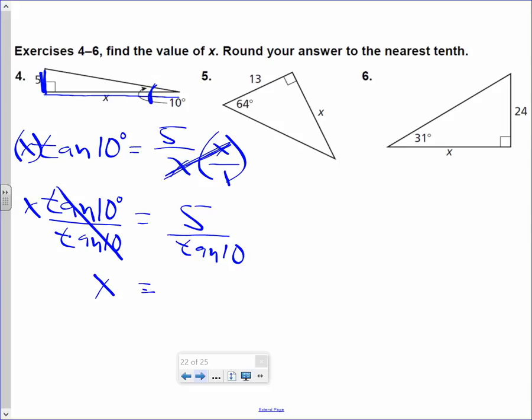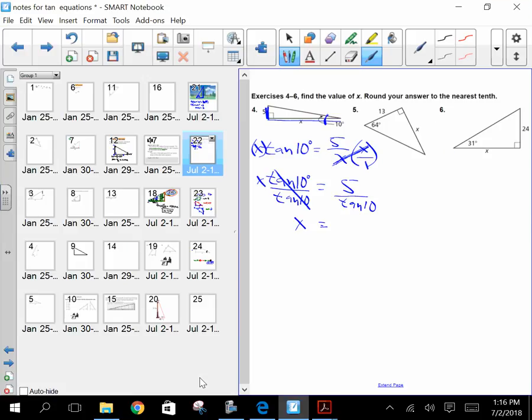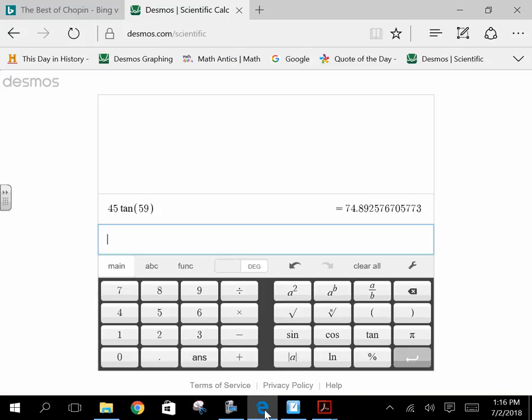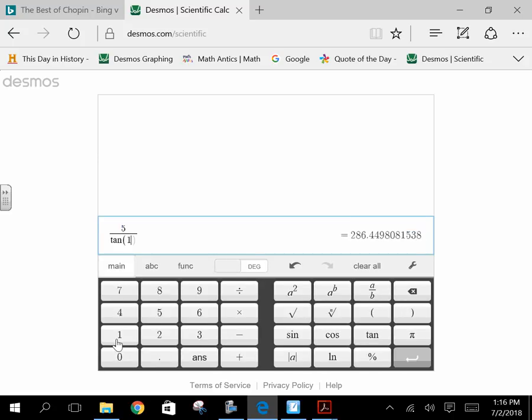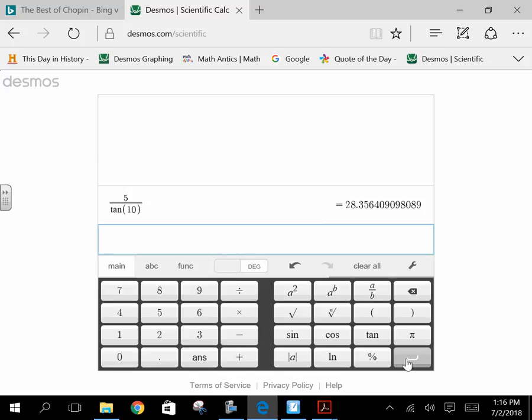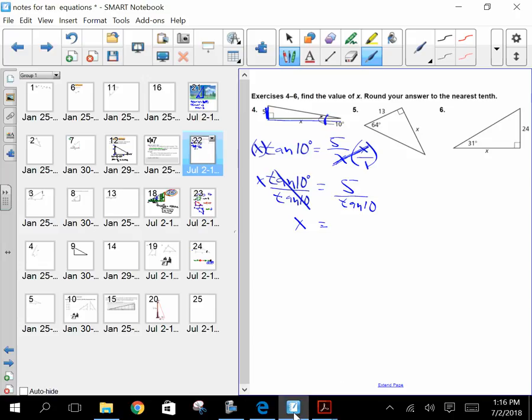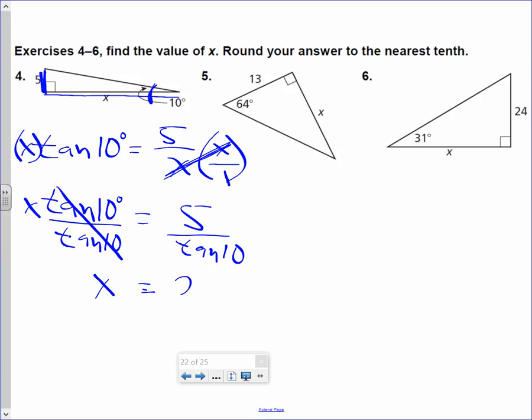Let me press that on my calculator. Watch this. 5 divided by tangent 10. Enter. I get 28.4 to the nearest tenth. 28.4. We solve for x. So this side here, the right triangle, is 28.4 units long. It's crazy.